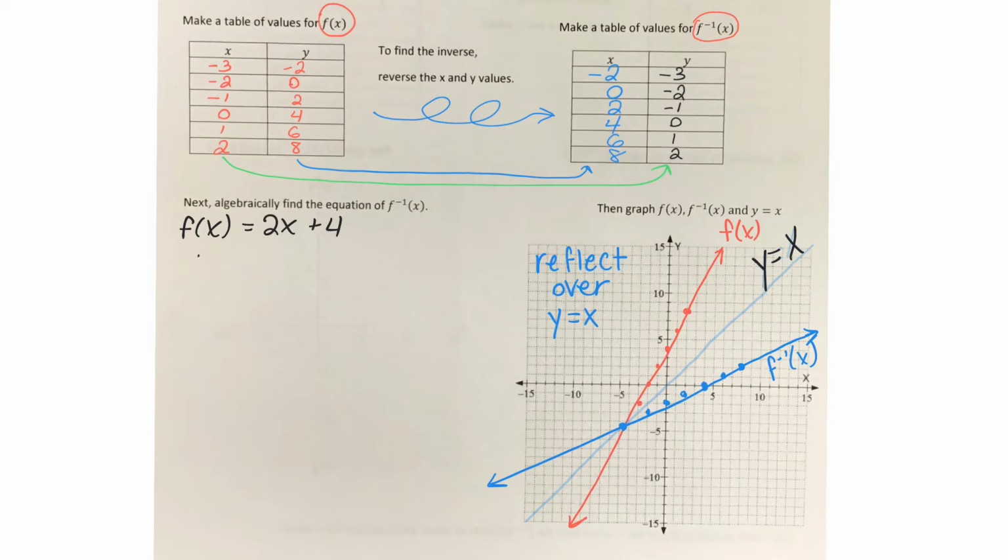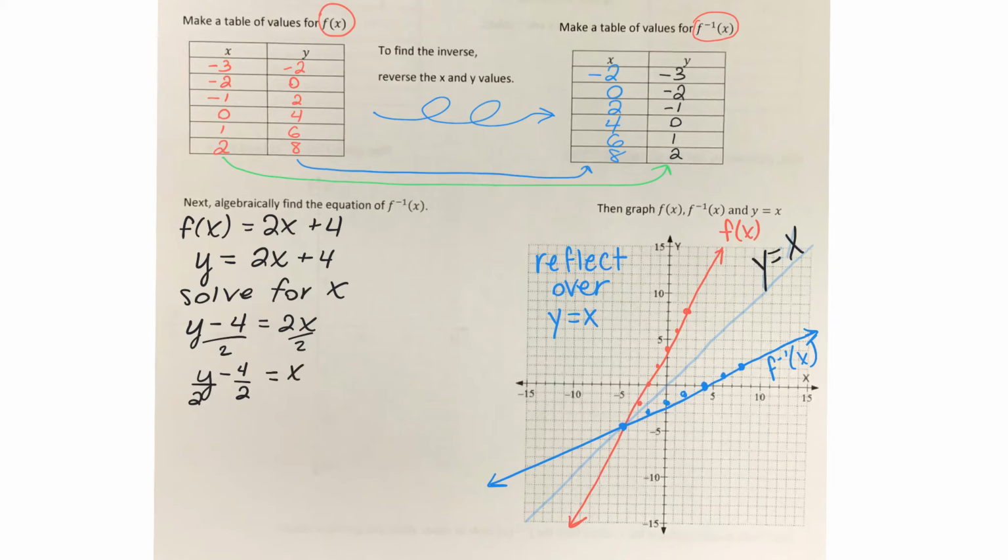So I'm going to start by replacing my f of x with a y. So I have y equals 2x plus 4. Now I'm going to solve for x. So I'm going to rearrange everything and solve for x. That means I'm going to move my 4, so I'm going to have y minus 4 equals 2x. Then I'm going to divide by 2. And now I'm going to have y minus 4 over 2. And if I divide both of these by 2, that makes it a little bit easier. So that equals x.